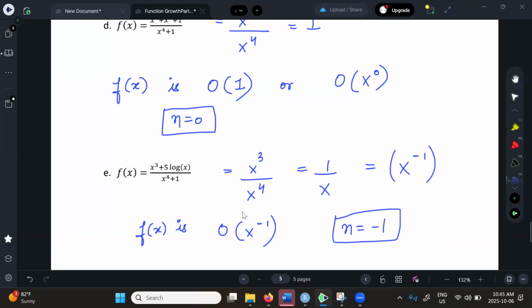Good question. You could say this is O(1). This is slower than a constant function, right? Yes, you could say that, but that would be an overkill. What I mean is this is faster than O(1).